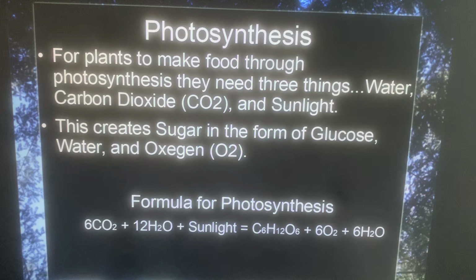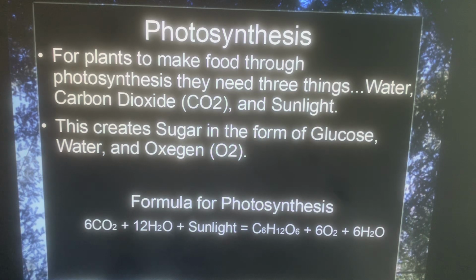needs the real thing. What that produces is glucose, which, in its chemical formula, is carbon 6, hydrogen 12, oxygen 6, okay? So that's glucose. And then, interestingly enough, it also creates two byproducts, oxygen and water.